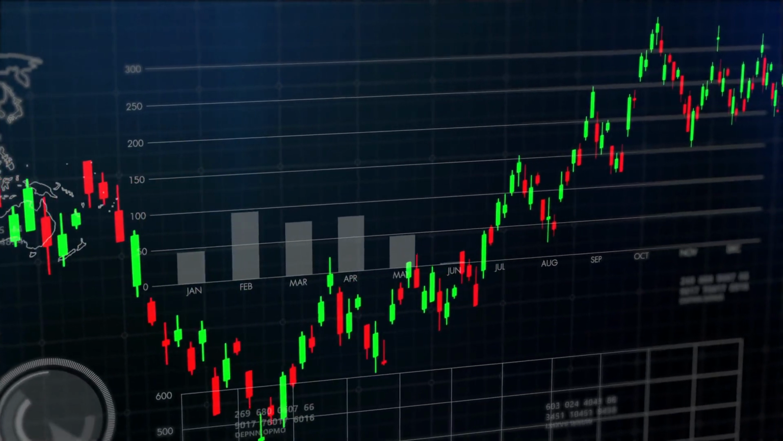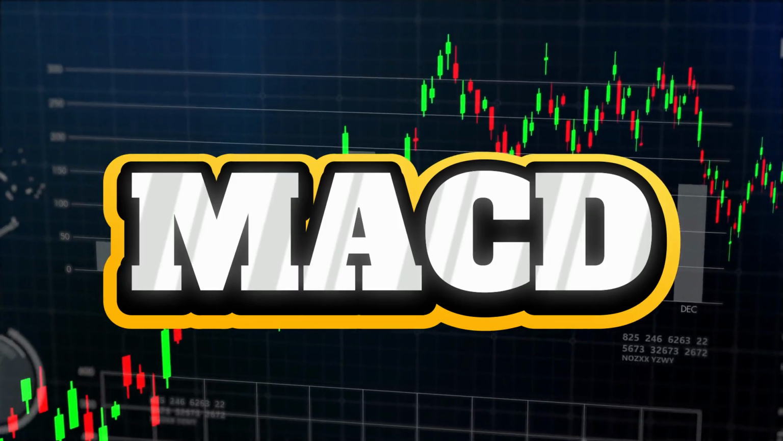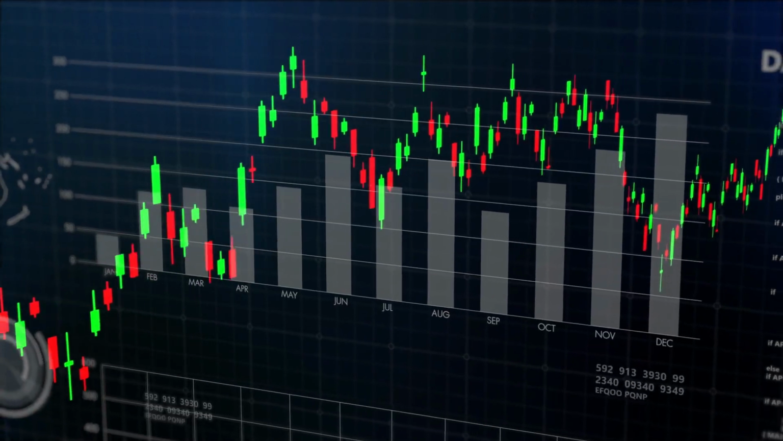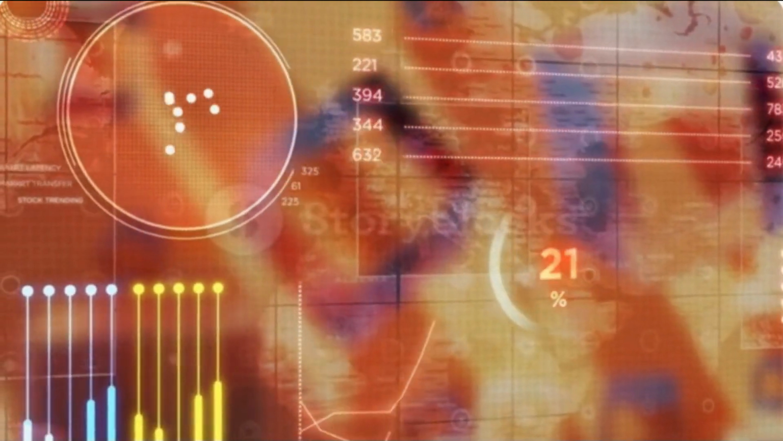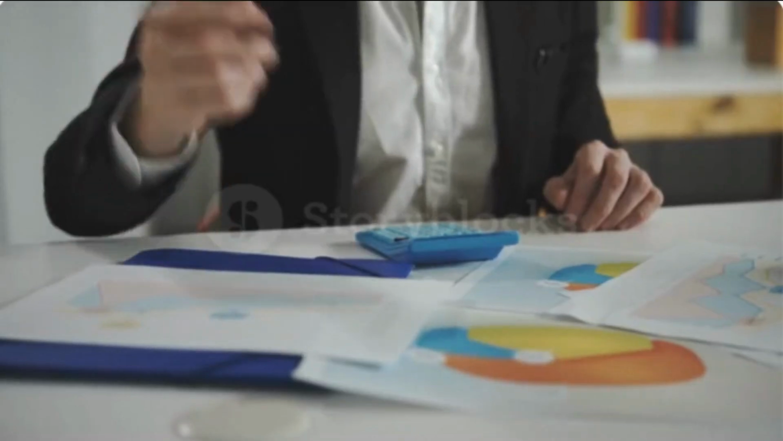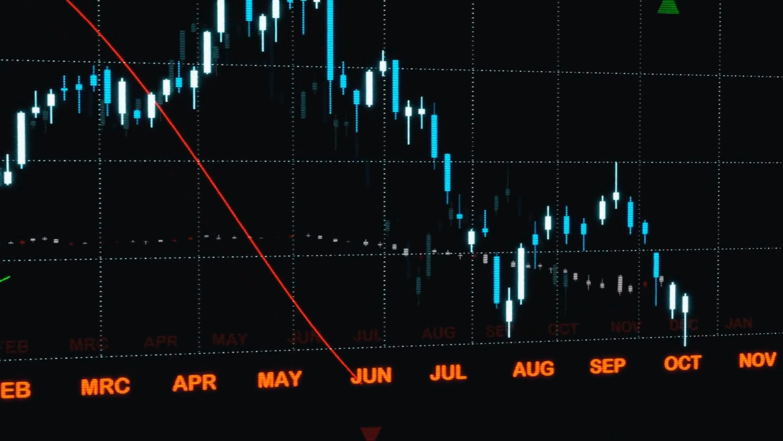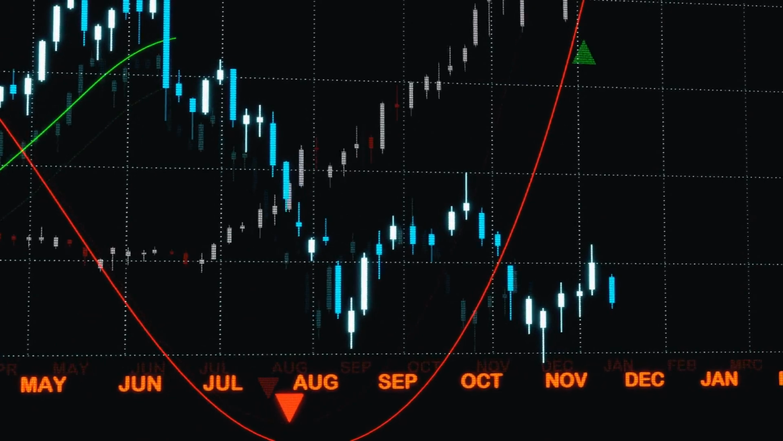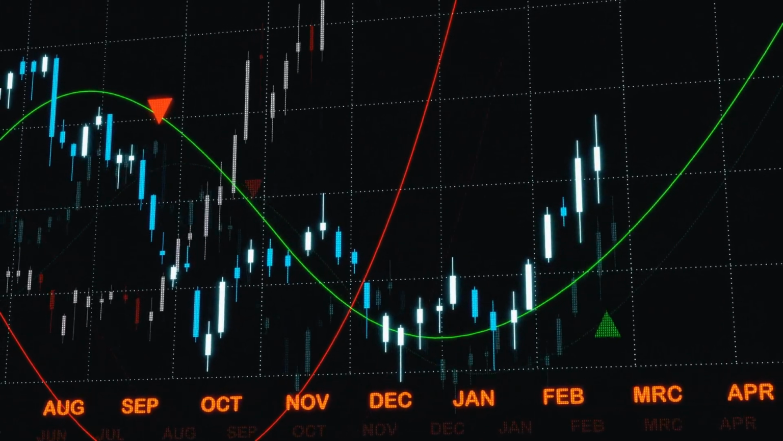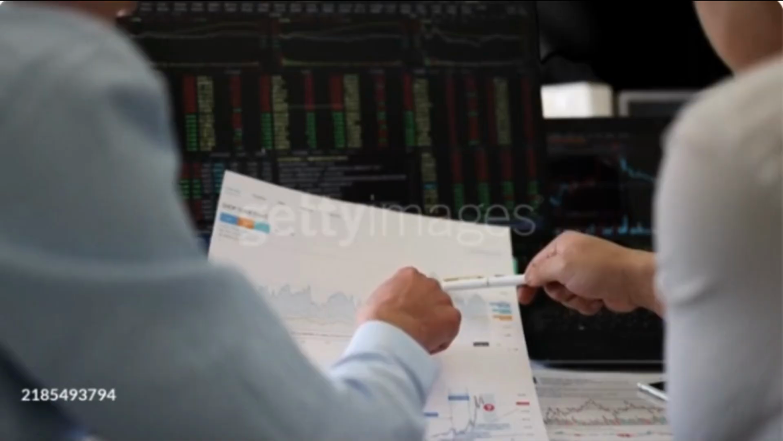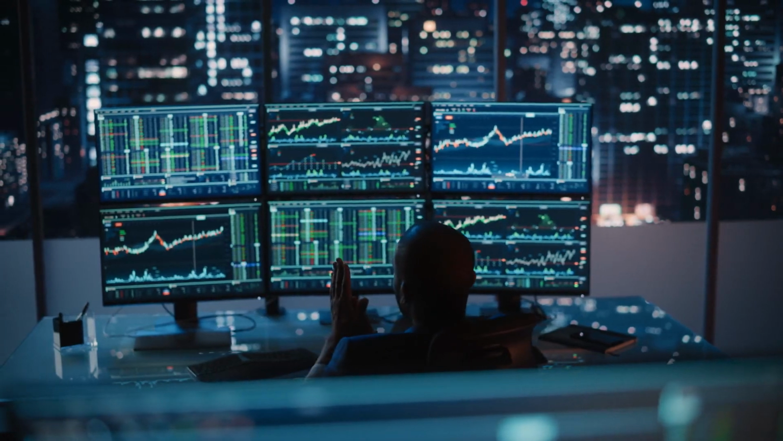Another trend indicator is the MACD, or Moving Average Convergence Divergence. The MACD uses two moving averages and plots the difference as a histogram. When the MACD line crosses above the signal line, it suggests bullish momentum, and when it crosses below, it suggests bearish momentum. Traders love this indicator because it not only shows the trend, but also provides signals about when momentum might be shifting.